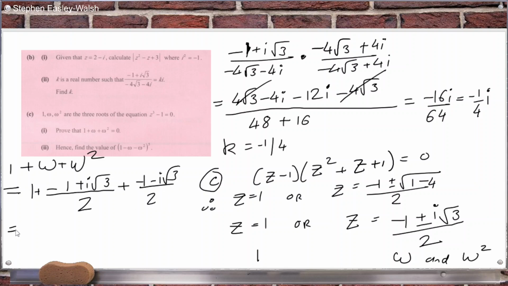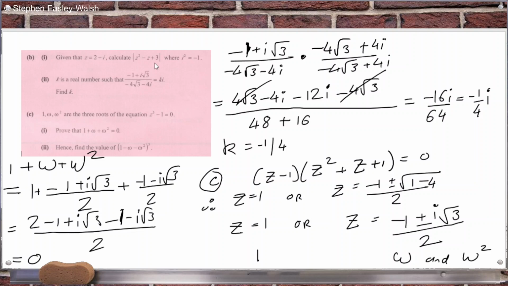So you can see if we put that all over 2, that'll be 2 minus 1 plus i root 3 minus 1 minus i root 3. That's all equal to 0 in the end, because the 2's and the 1's cancel, the i's cancel, so it's 0 over 2. So that's the first part done.